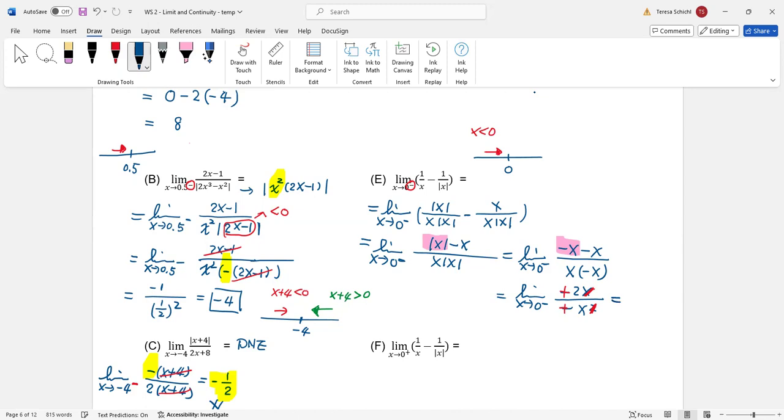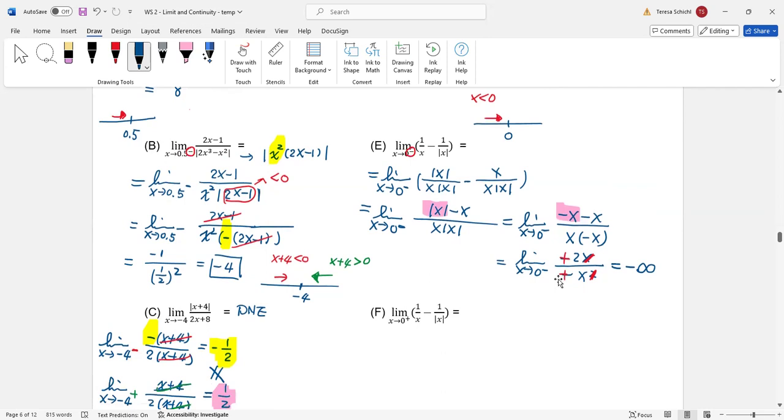So what is this number approaching to? This number is approaching negative infinity. That's right. During our first lecture, we talked about how to find the vertical asymptote. That's why this one approaches negative infinity here. All right, so that's what we have.